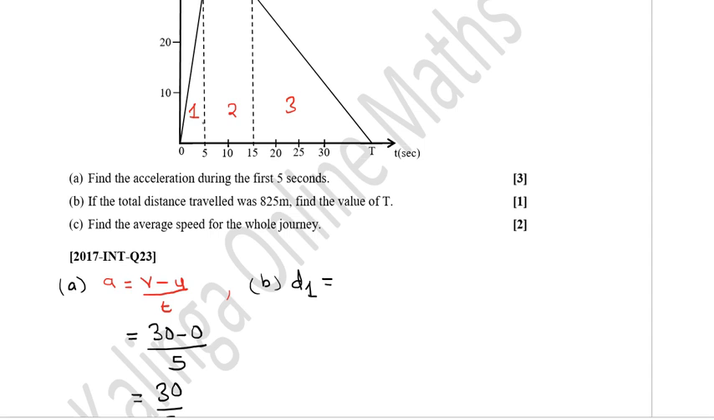So D1, you look at the shape. This shape is a triangle, so it will be half BH. You know how to get the distance for the triangle. It is half BH. So we are going to now substitute. What is our B? Our B is this one, the base. So from 0 to 5, it's 5. So our base is 5 and our height is 30. So this is our height. So our height there, it will be 30. Okay. So you write 30 there.